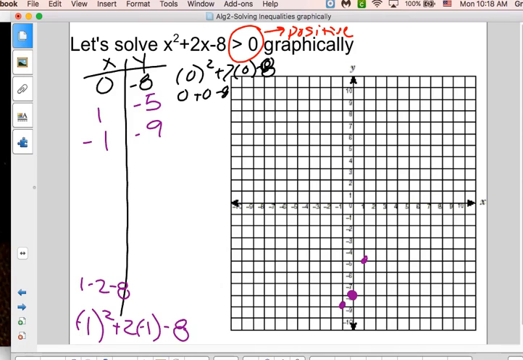What would be another good number to plug in? 2. When you plug in a 2, what do you get?